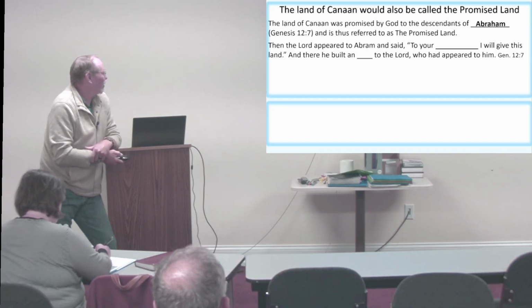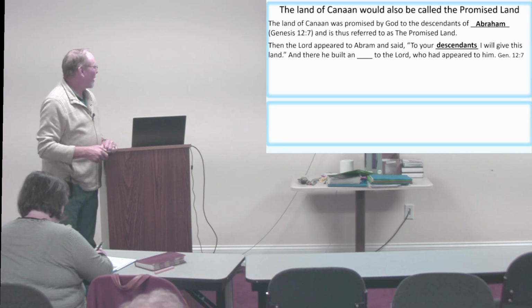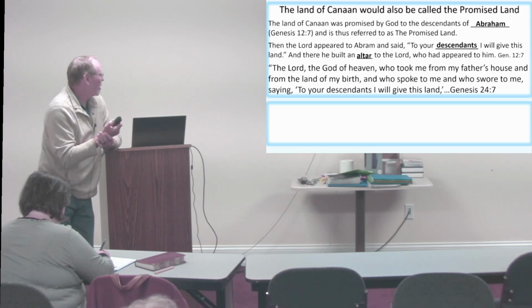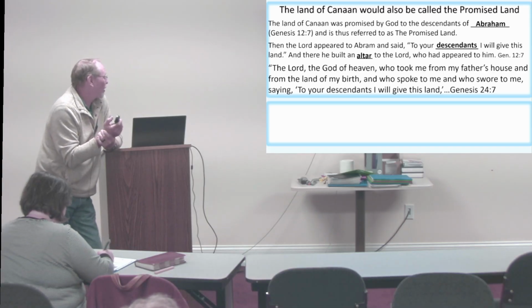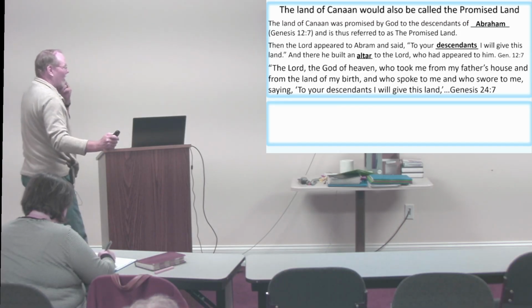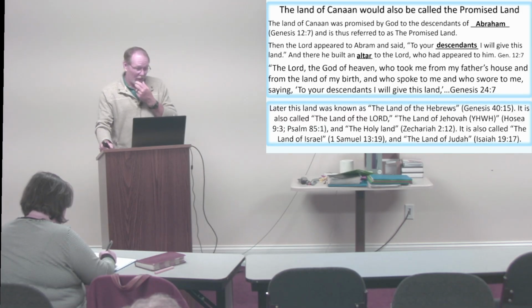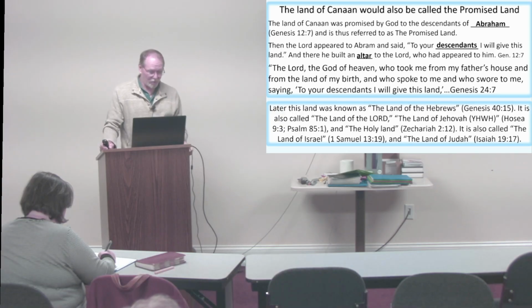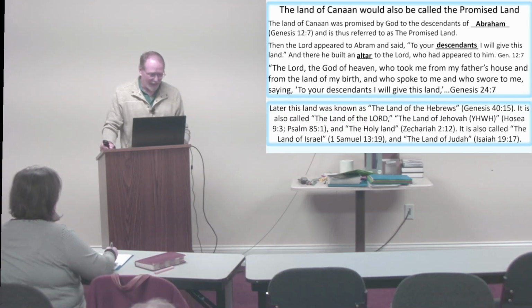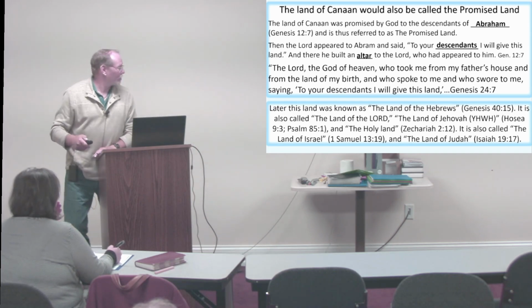Then God appeared to Abram and said, to your descendants I will give this land, and there he built an altar to the Lord who had appeared to him. The Lord, the God of heaven, who took me from my father's home and from the land of my birth, and who spoke to me and who swore to me, saying, to your descendants I will give this land. Later, this land was known as the land of the Hebrews, also the land of the Lord, the land of Jehovah, the Holy Land, the land of Israel, the land of Judah, and there's scriptures for all those.